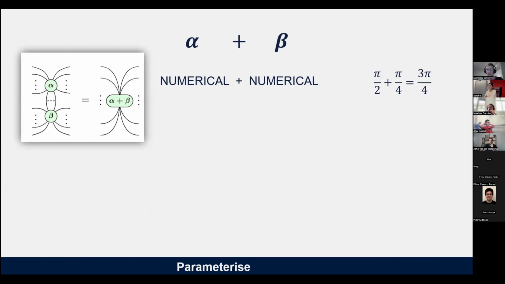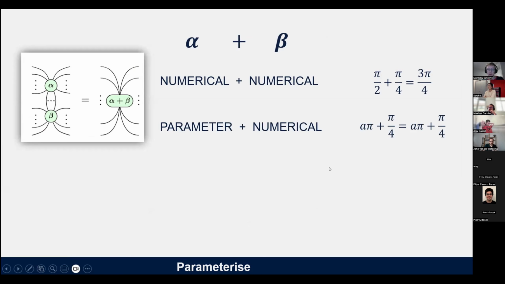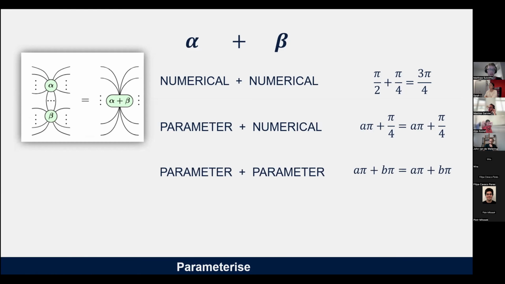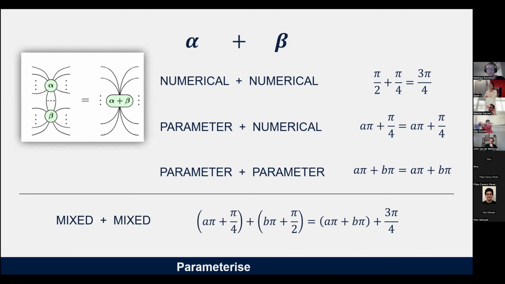So if we're fusing two numerical phases, obviously that's fine. We just sum them up. If we have a parameter in there, then we can just keep that as is. We'll fuse it into one vertex, and that vertex will have a phase which will be given by some parameter plus some constant. And likewise, if we have two parameters, we can just keep that as the sum of two parameters when we fuse to one vertex. So in general, then we have these mixed states, which would be some Boolean parameter plus some constant. And when we sum these together, we just sum the parameterized parts and the constant parts. So we end up with some string of summed parameters plus some constant.